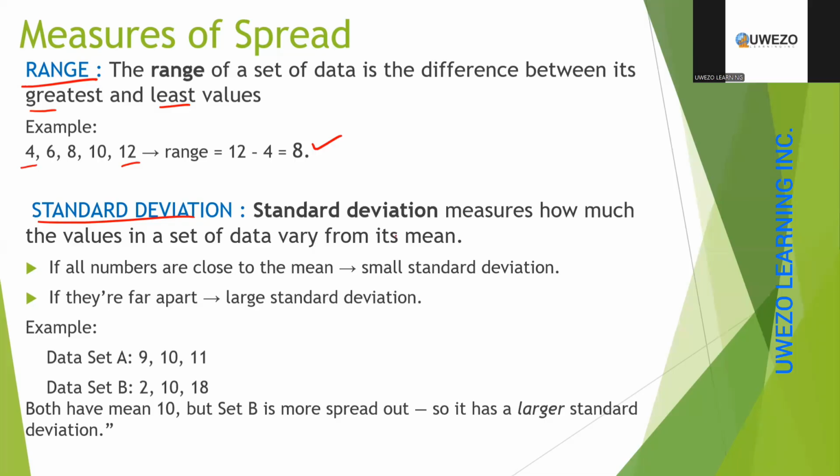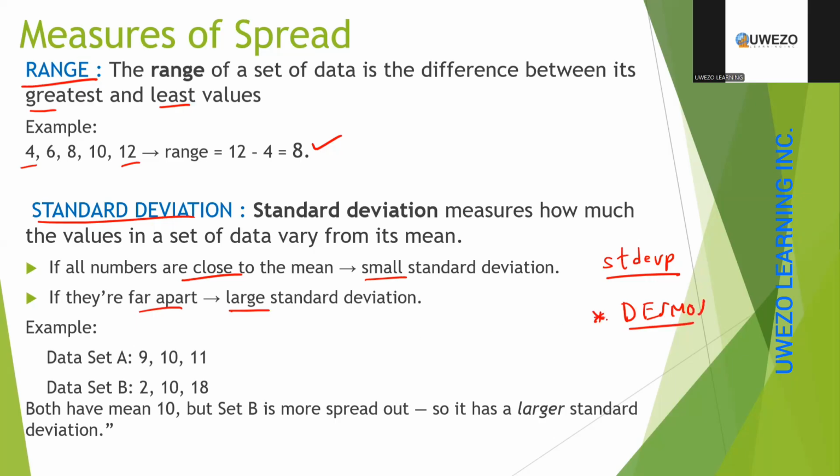And standard deviation measures how much the values in a set of data vary from its mean. So if all numbers are close to the mean, then the standard deviation would be small. And if they are far apart from the mean, then the standard deviation would be large. So rarely is the SAT going to ask you to calculate the standard deviation. And if at all you need to calculate it, you can use the STDEVP operator in Desmos.